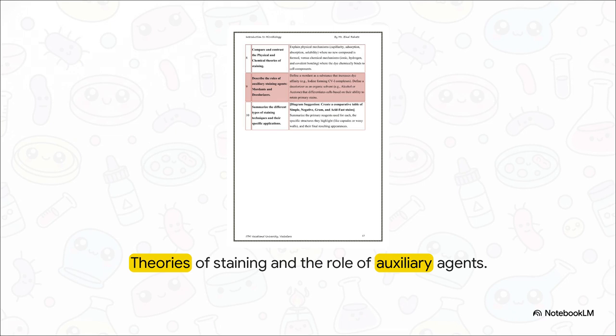This is where auxiliary agents enter the picture. We frequently use something called a mordant. A mordant is basically an intermediate substance that actively increases the affinity between the specimen and the dye, helping it bind much stronger. We also rely heavily on decolorizers. These are organic solvents that wash the dye away from some cells but not others. It effectively differentiates the cells based purely on their ability to retain that initial primary stain.